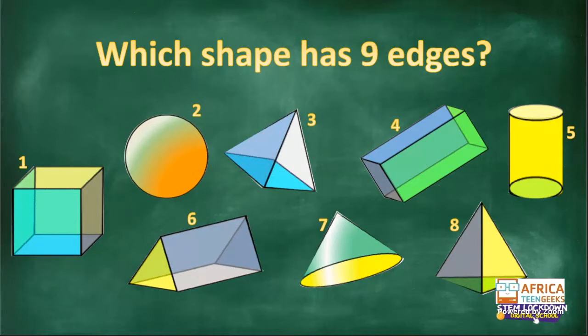Which shape has 9 edges? Oh, so quick. But the first one here is Ntando. You have the correct answer. That is number 6. So Ntando, 2 points for you. Next question.